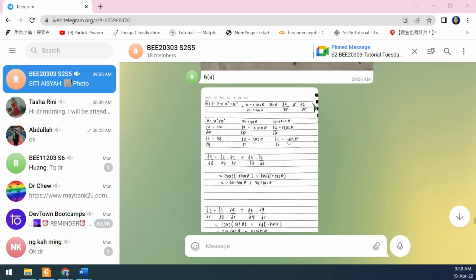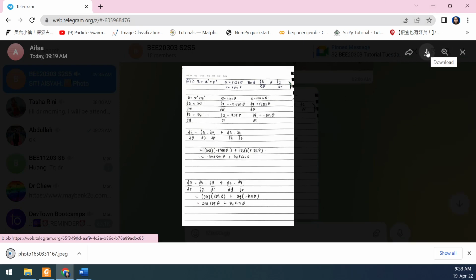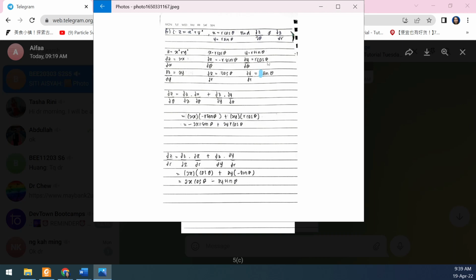Okay, and then equation 1, del z del theta. So it's del z del x, you put back 2x. Del x del theta, you put back negative r sin theta. Oh, okay. I think for the answer you have to put back x. But can I write something here? I cannot write. Unless, when I download it, then I can write. Photo. Okay. This is so big.